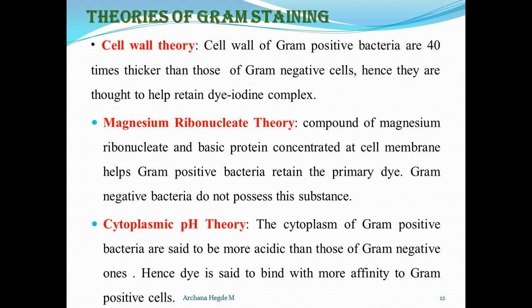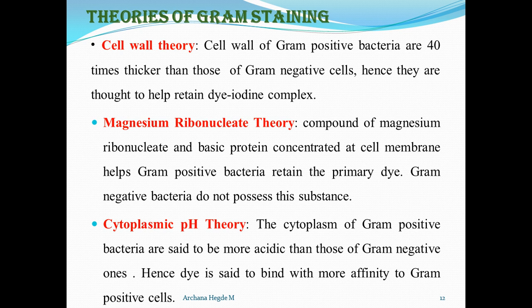Theories of gram staining. There are many theories, namely cell wall theory, magnesium ribonucleotide theory, cytoplasmic pH theory, etc. One by one we will discuss. Cell wall theory. The cell wall is the outer membrane of a bacteria. The cell wall of gram-positive bacteria is about 40 times thicker than that of gram-negative cells. Hence they are thought to help retain the diiodine complex very much.